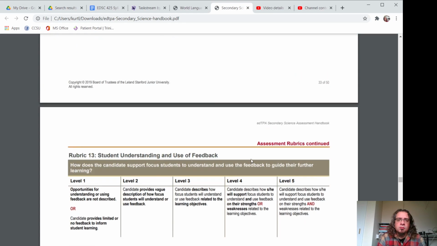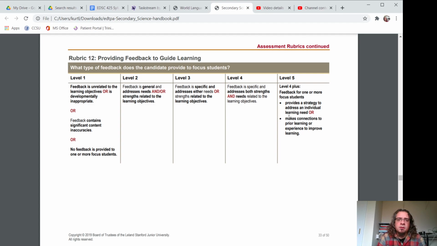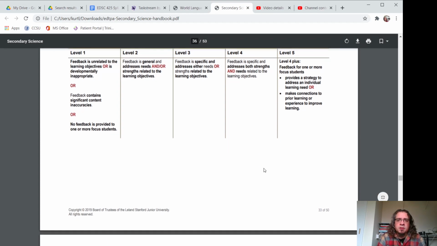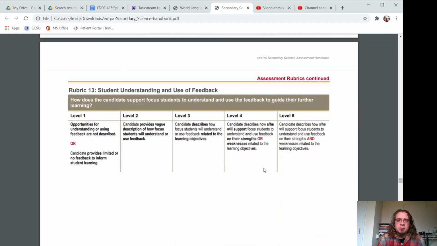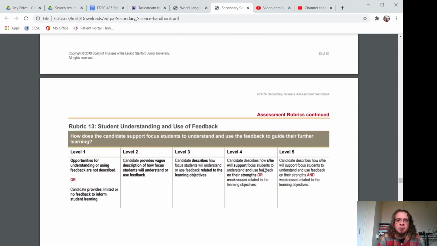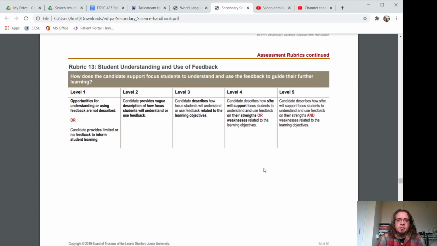So if we go back to 12 just for a second, level 5, level 4, level 3, all these things are feedback. What type of feedback does the candidate provide to focus students? So you can see that here. So that's an understanding for the evaluators of how you're giving feedback. But now the question is, how well is it going to be accessible to your students? So how does the candidate support focus students to understand and use the feedback to guide their further learning?